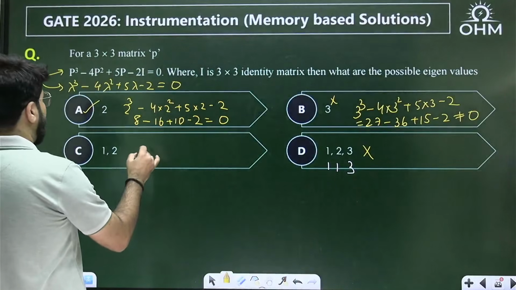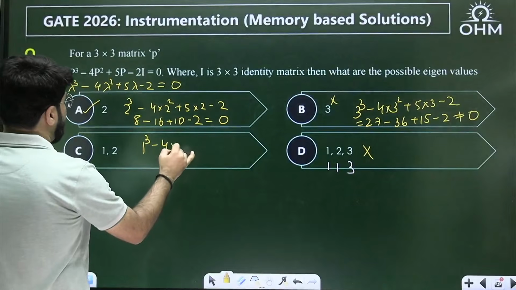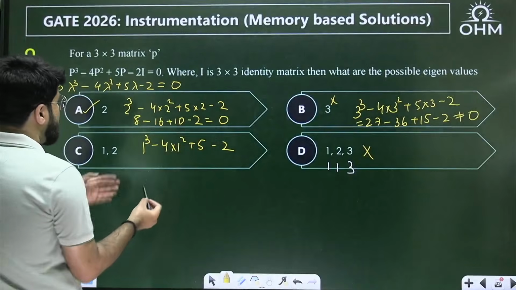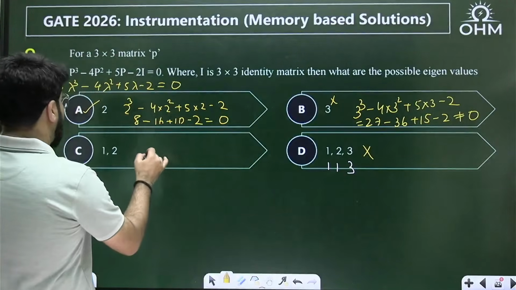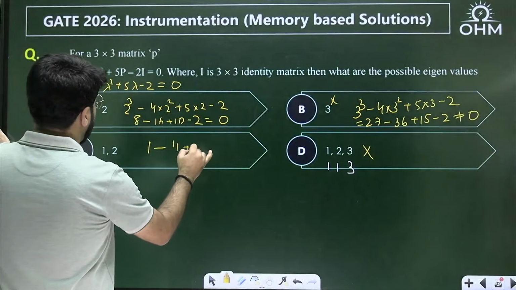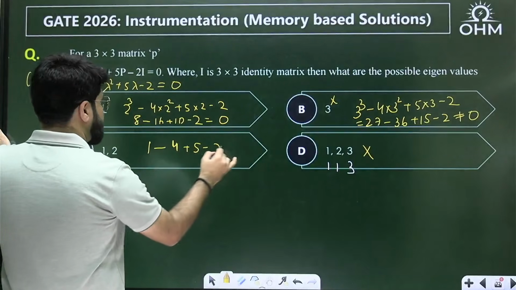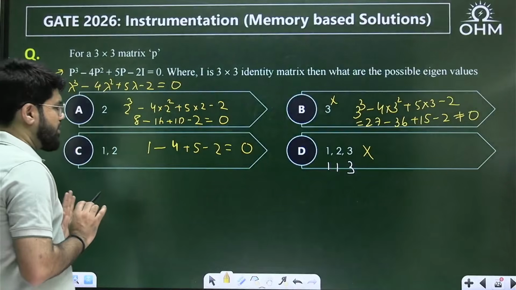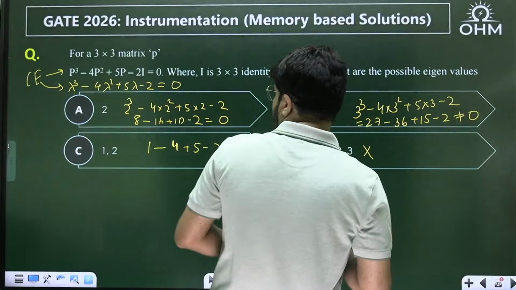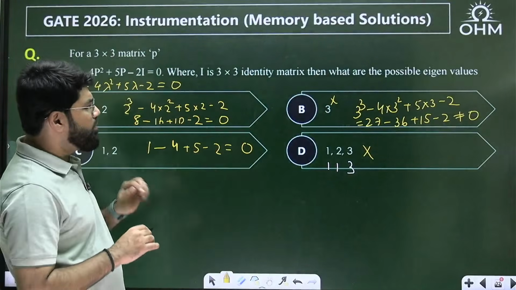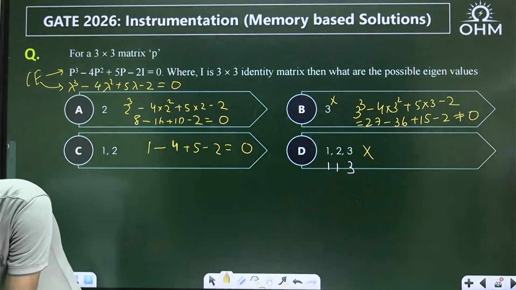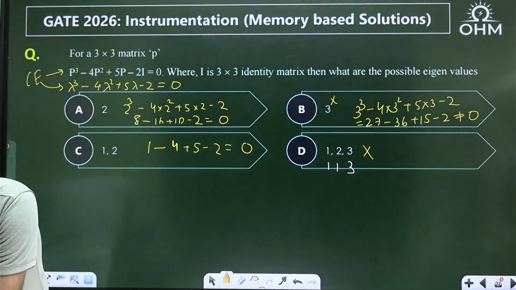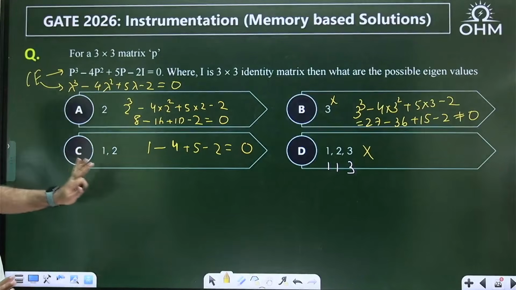If I substitute 1: 1 cube minus 4 into 1 square plus 5 minus 2, which is 1 minus 4 plus 5 minus 2. Yes, this definitely satisfies, this is 0. So lambda is 1. 2 is also there, 1 is also there. Then it will not be 1, 1, 3. Those are inside the set. The answer is 1 and 2. That is what is satisfying.